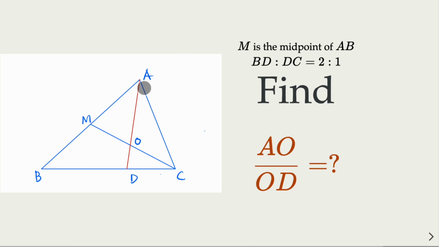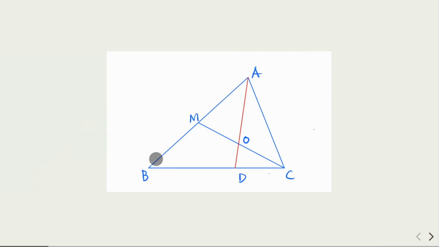We have discussed this geometry problem where, in triangle ABC, M is the midpoint here, and D has a position such that BD over DC is 2 by 1, and we try to find the ratio of AO over OD. We use a simple geometry trick to prove that AO over OD is 3.